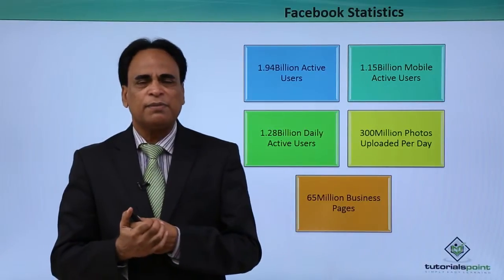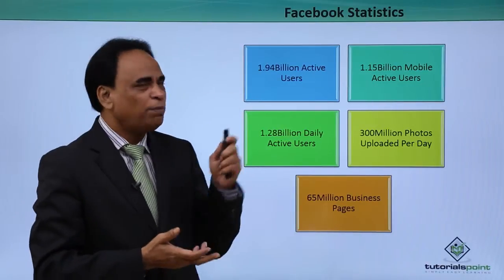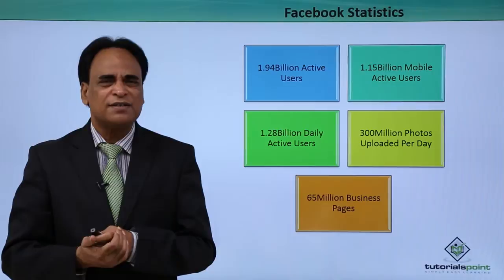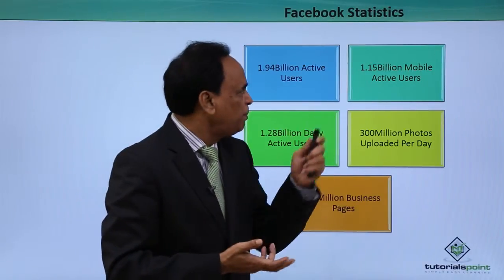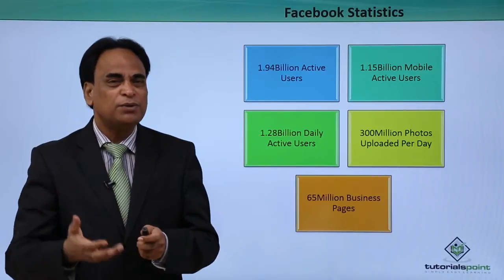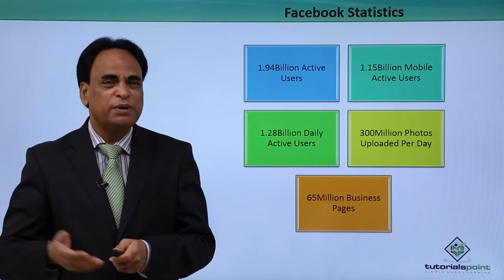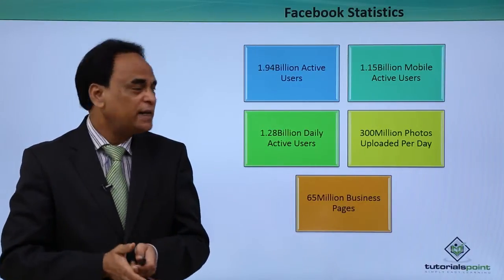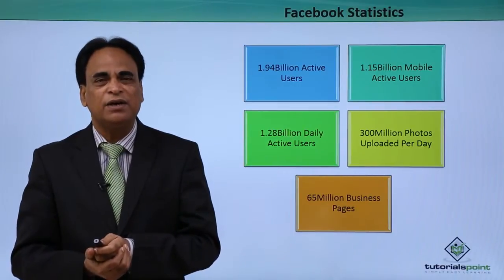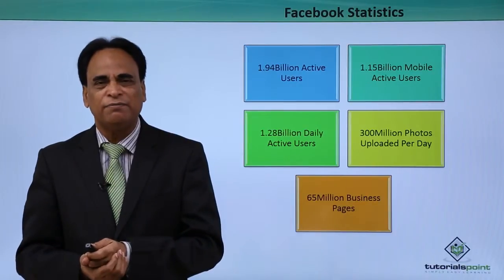Let us look into some of the statistics that are available as far as Facebook is concerned. 1.94 billion active users on Facebook. That is a staggering number. 1.15 billion mobile users. Then you have 1.28 billion daily active users, people who are logging into Facebook daily. You got 300 million photos uploaded every single day on Facebook. Then you got 65 million business pages on Facebook.